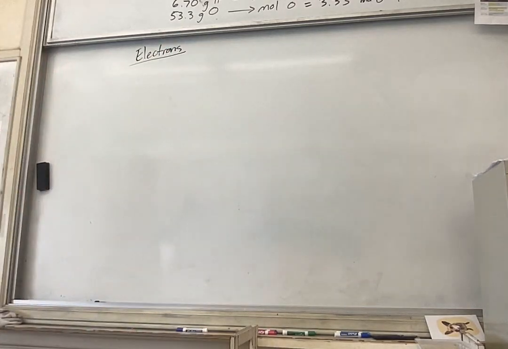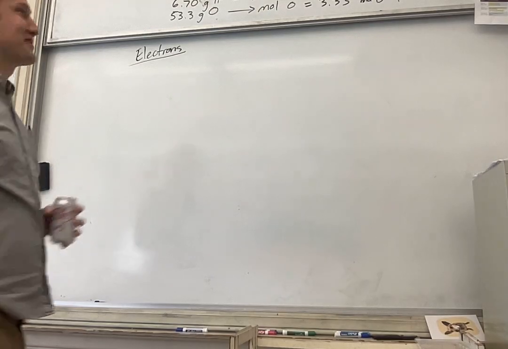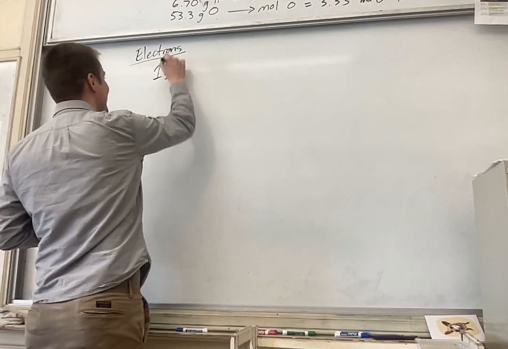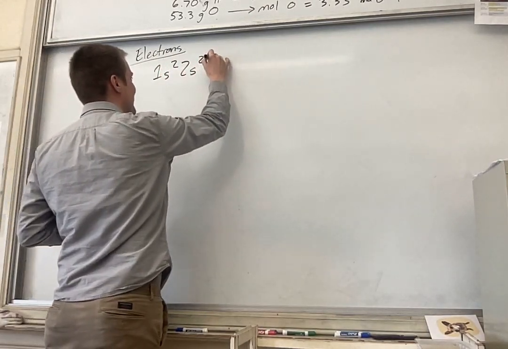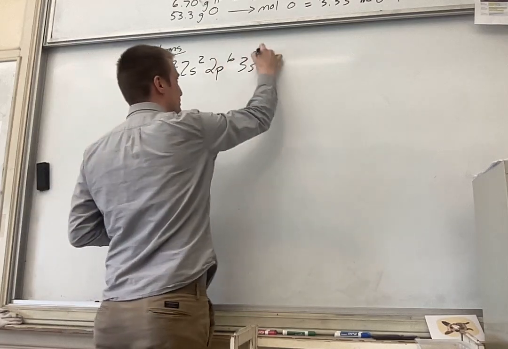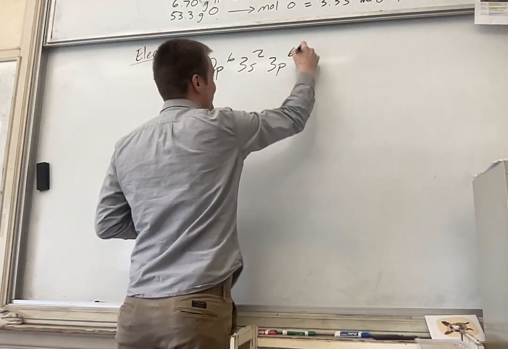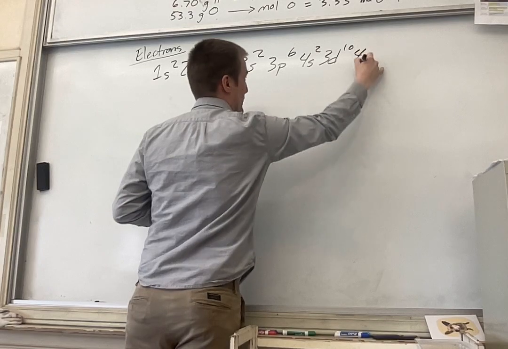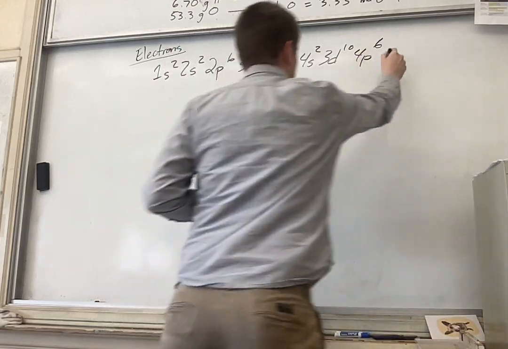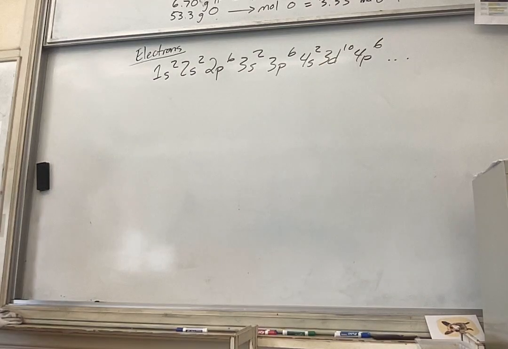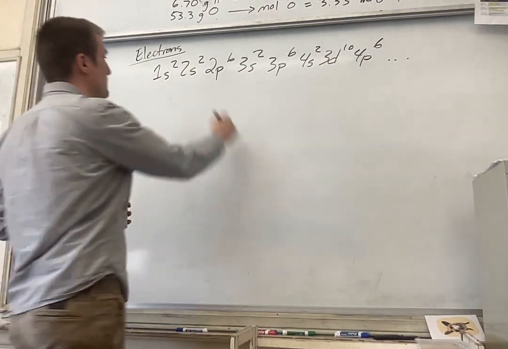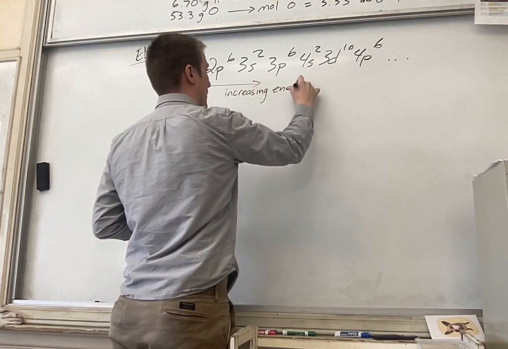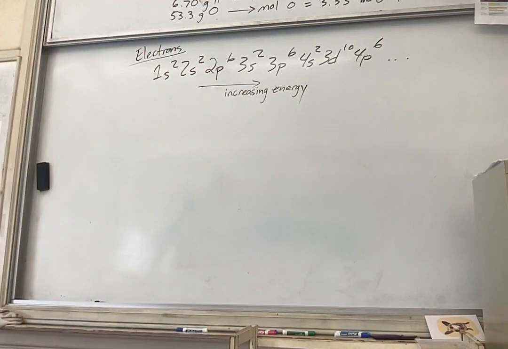Oh, look, it's time to talk about electrons. Why are you booing electrons? 1s2, 2s2, 2p6, 3s2, 3p6, 4s2, 3d10, then comes the 4p's, and then the f, which holds 14 electrons. This is in order of increasing energy. You don't have to memorize that.